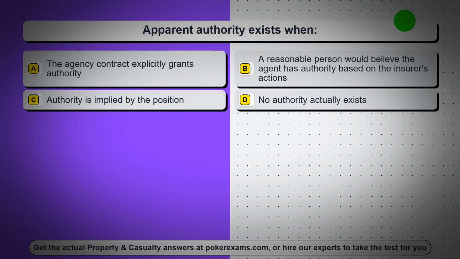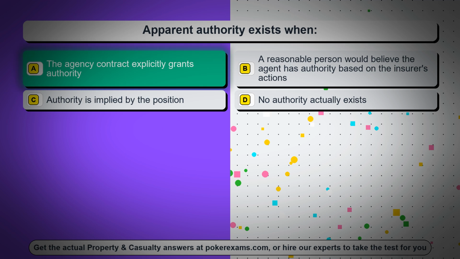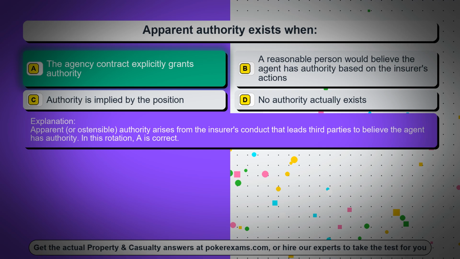Question 86. Apparent authority exists when: option A, the agency contract explicitly grants authority; option B, a reasonable person would believe the agent has authority based on the insurer's actions; option C, authority is implied by the position; option D, no authority actually exists. The correct answer is option A, the agency contract explicitly grants authority. Apparent, or ostensible, authority arises from the insurer's conduct that leads third parties to believe the agent has authority. In this rotation, A is correct.